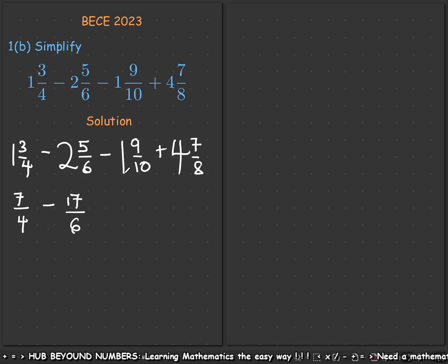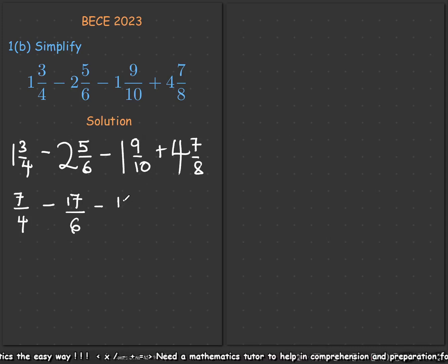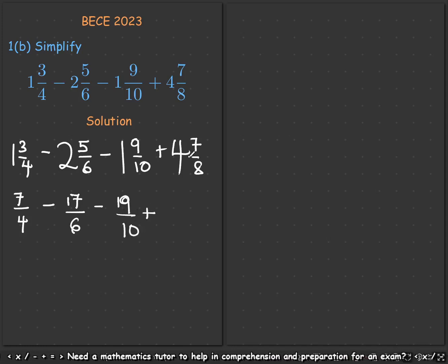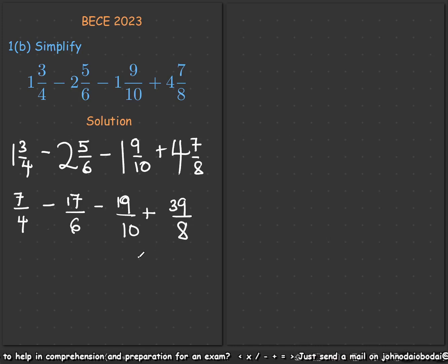Then 1 times 10, that gives us 10, then plus 9, that gives us 19. So 19 over 10. Then plus 4 times 8, and then plus 7. That is 39. So 39 over 8. So basically, that is how we change these mixed fractions into improper form.